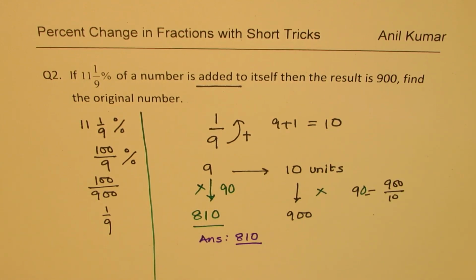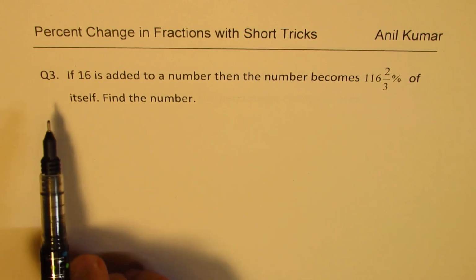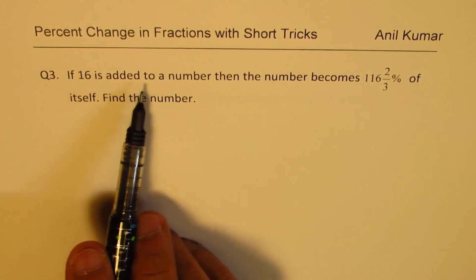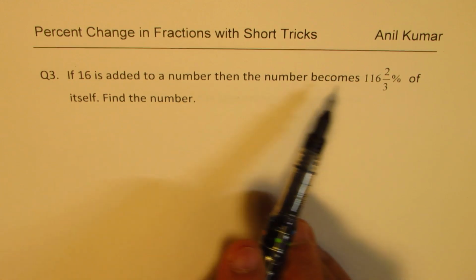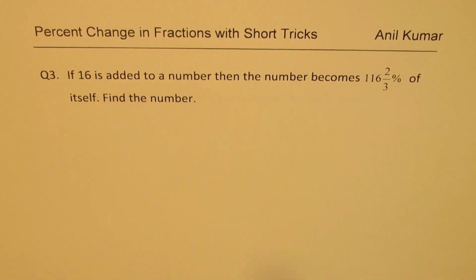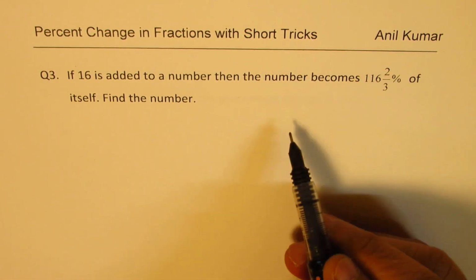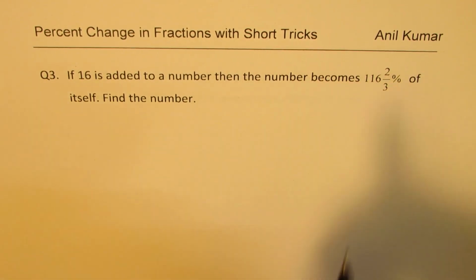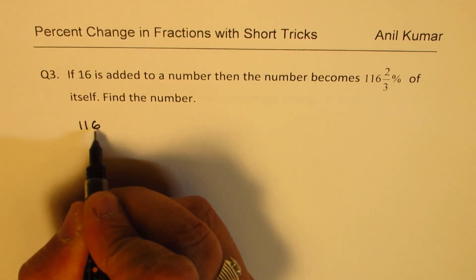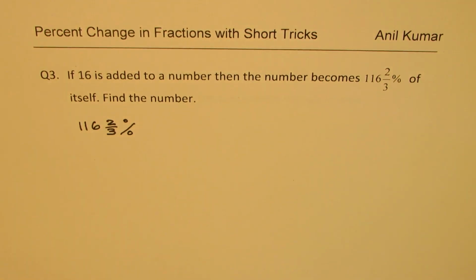So I hope now you're getting it. Let's move on and take another question. This time the question is slightly different. We are saying if 16 is added to a number, then the number becomes 116 2 over 3% of itself. Find the number. So we are adding 16 and it becomes this percent of itself. First step is to think about 16 2 over 3% as a fraction.